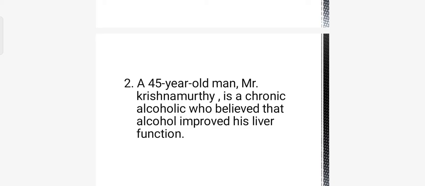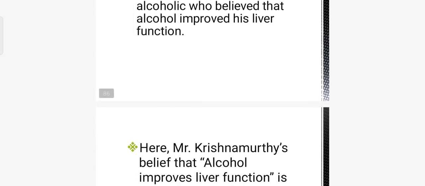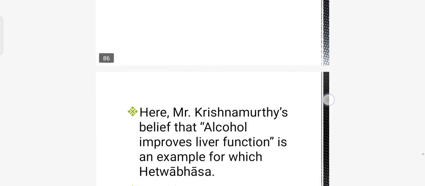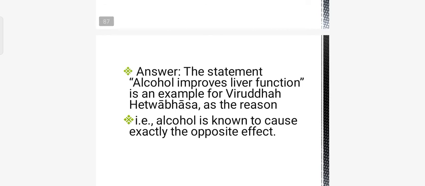It's a Hetvabhasa. A 45 year old man, Mr. Krishnamurthy, is a chronic alcoholic who believes that alcohol improved his liver function. So directly you can say that it's an example of Viruddha Hetvabhasa. Alcohol increases liver function? We already know that alcoholic liver disorder is increased with the consumption of alcohol. So hence it's an example of Viruddha Hetvabhasa. We know that alcohol is going to affect the liver, not help its function.